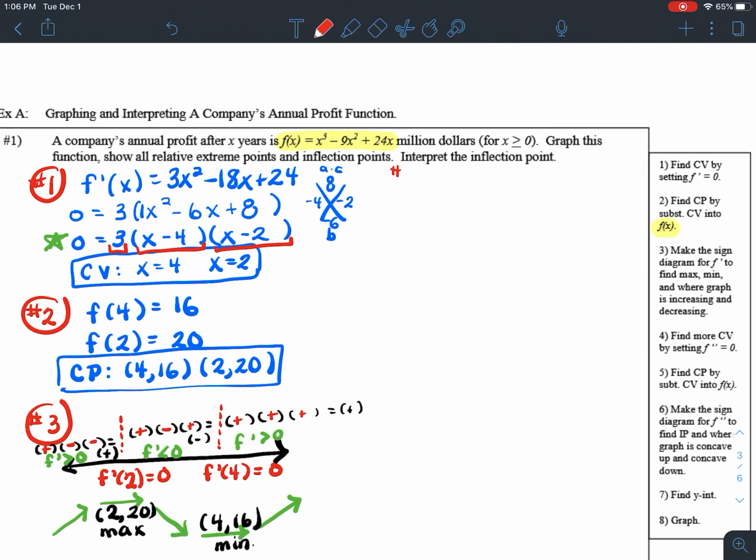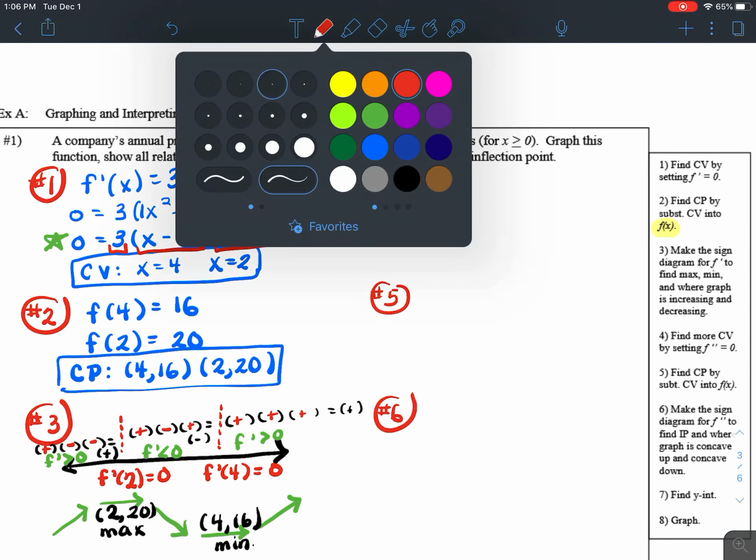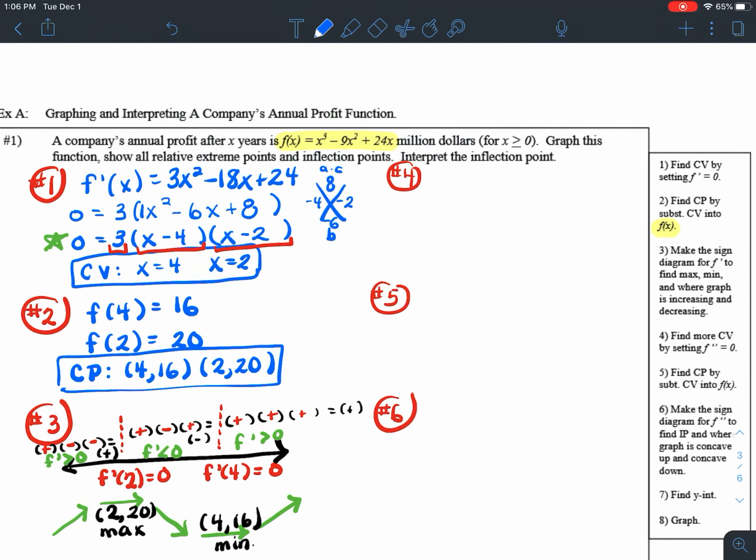I like to do the work here in two columns. I like to do 1, 2, and 3 down the left side, and then 4, 5, and 6 down the right side, because step 4 mirrors step 1, 5 mirrors step 2, and 6 mirrors step 3. What we're going to do now is the same thing we did in steps 1, 2, and 3 with the first derivative, only we're going to be doing it with the second derivative.